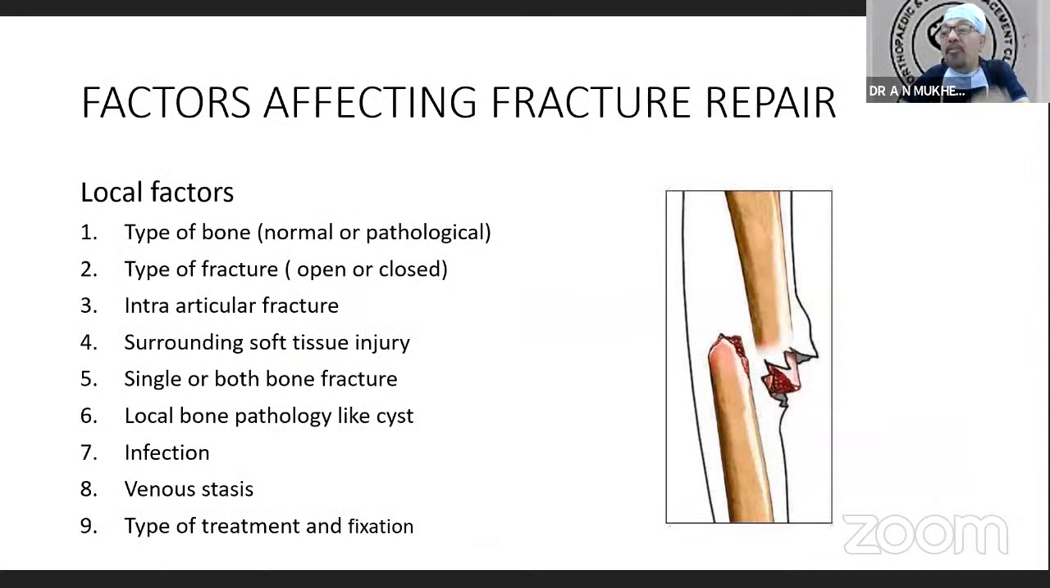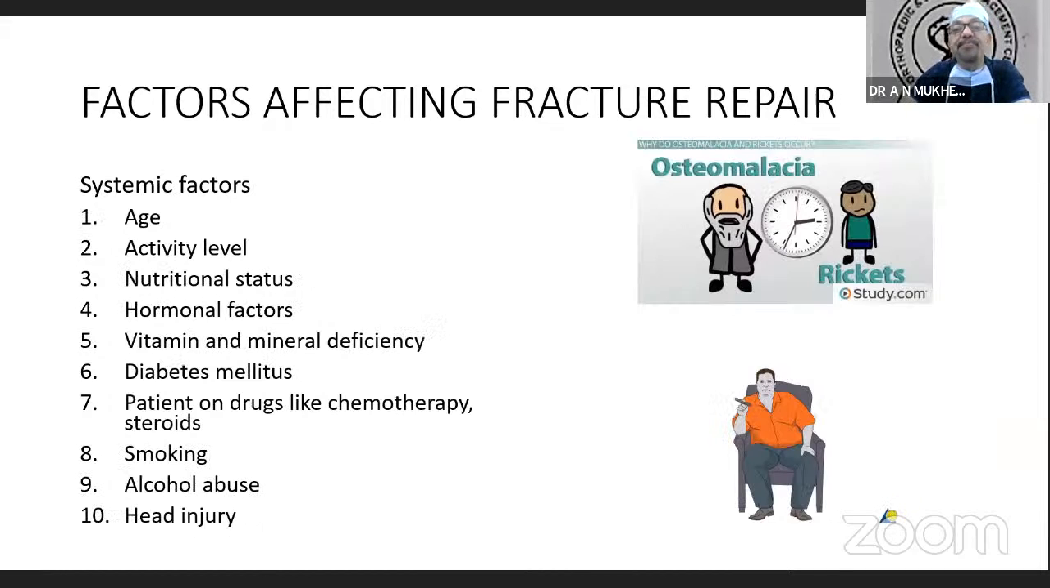So the local factors also influence this. What are the local factors? The type of the bone, type of the fracture, intra-articular fracture, surrounding soft tissue injury, single or both bone fracture, local bone pathology like cyst, infection, venous stasis, and type of treatment, I mean the fixation you are doing. They all influence fracture healing.